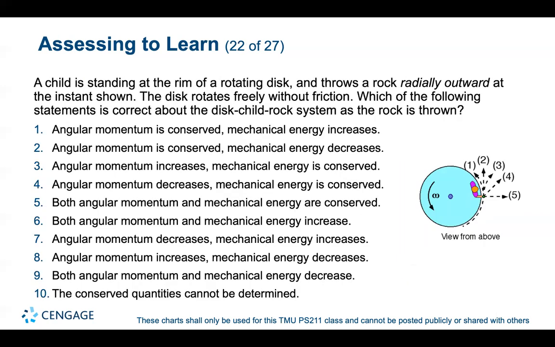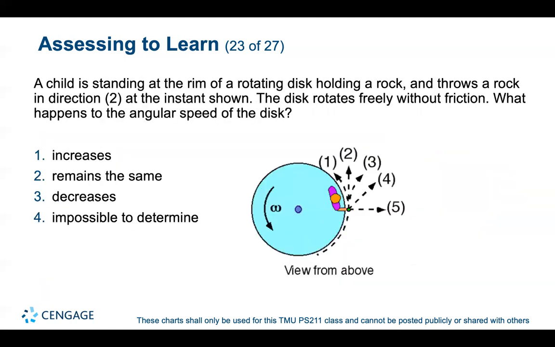So a child is standing at the rim of a rotating disc and throws a rock radially outward at the instant shown. The disc rotates freely without friction. Which of the following statements is correct about the disc-child-rock system as the rock is thrown? And the answer is angular momentum is conserved, mechanical energy is conserved.